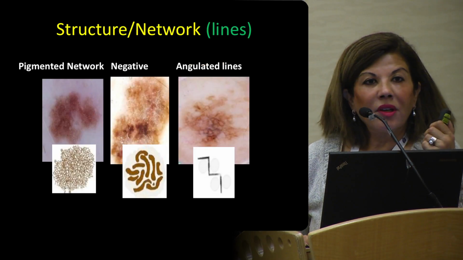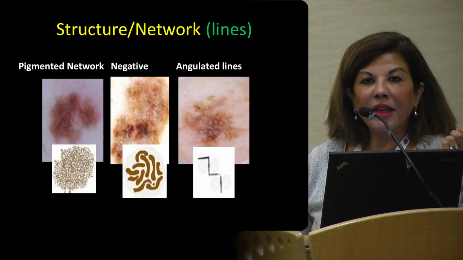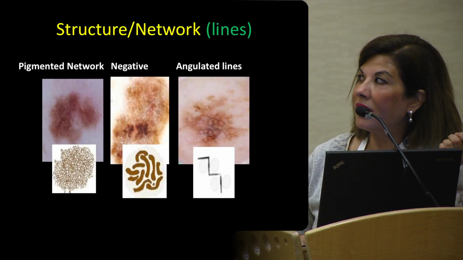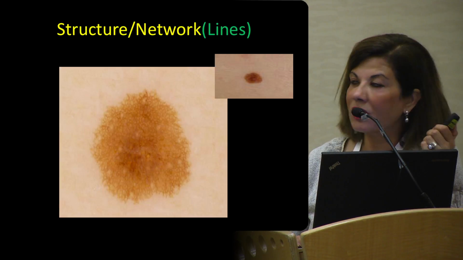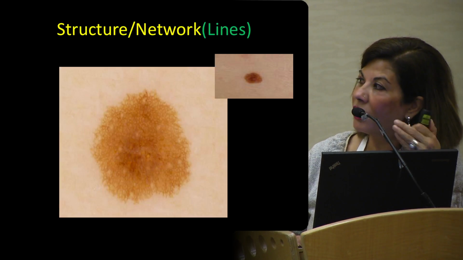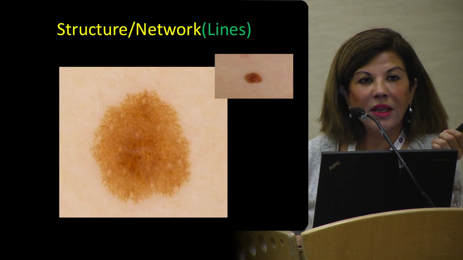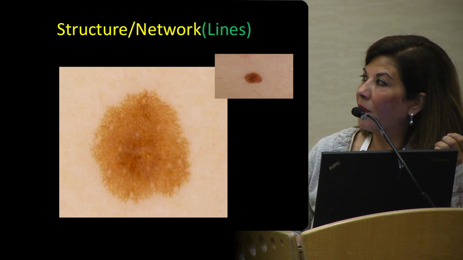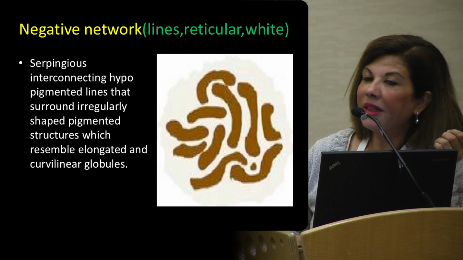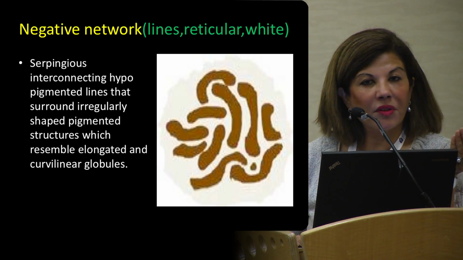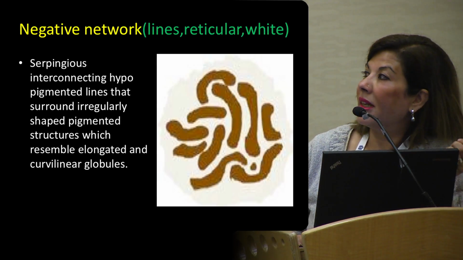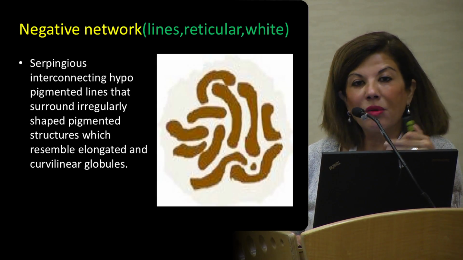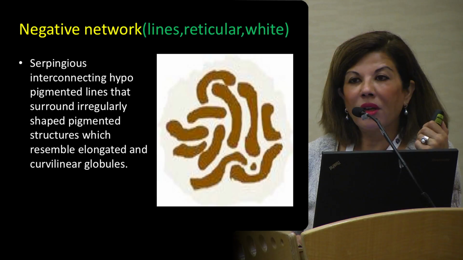A network could be a regular pigmented network, it could be a negative network, or it could be angulated lines. So again, this is a dermoscopy image of what a regular network looks like. You can see the reticular pattern with the hypopigmented holes and the pigmented lines. A negative network is the exact opposite of a regular network, and it consists of serpiginous interconnecting hyperpigmented lines that surround pigmented structures and look like sausages.